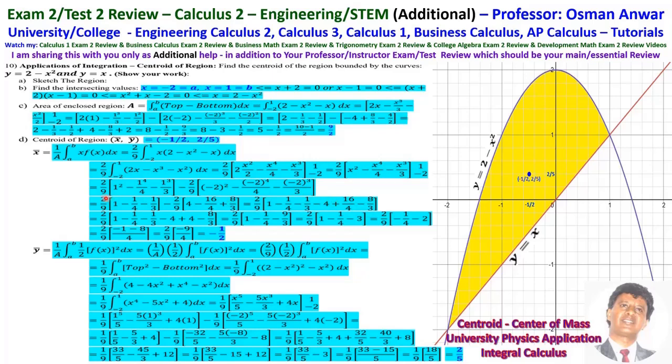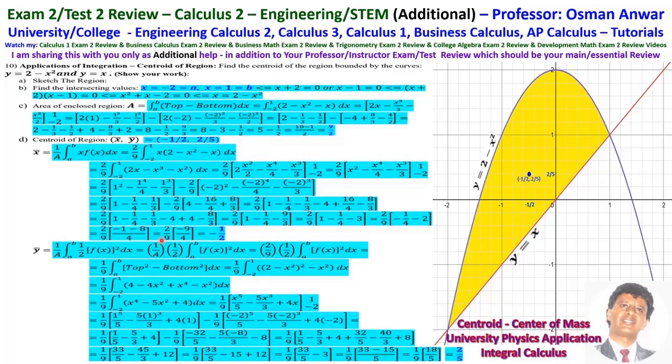Then when you evaluate the rest of the detailed arithmetic, you will end up with x bar equals minus half. So x bar is minus half. Then y bar is equal to 1 over A times the integral from a to b of 1 over 2 f of x squared dx. Notice they are not similar. One of them is f of x dx, the other one is 1 over 2 f of x squared dx. So they are different.